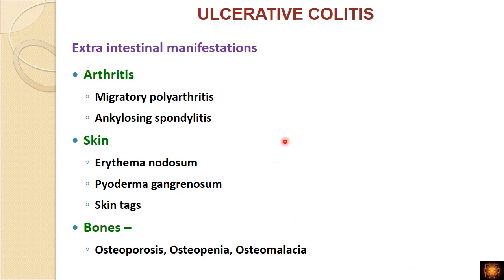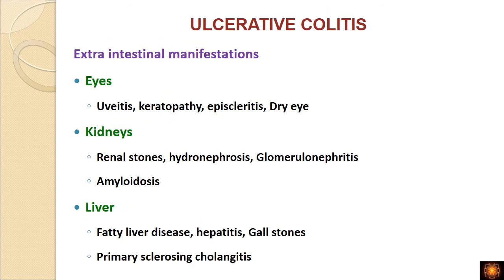Now the extraintestinal manifestations also we have, which are similar to Crohn's disease. So we have arthritis, that is migratory polyarthritis and ankylosing spondylitis. Then the skin manifestations: erythema nodosum, pyoderma gangrenosum and skin tags. The bones may show osteoporosis, osteopenia and osteomalacia. Then eyes: the patient can have uveitis, keratopathy, episcleritis and dry eye. Till here it's because of the immune reactions going on in the body.